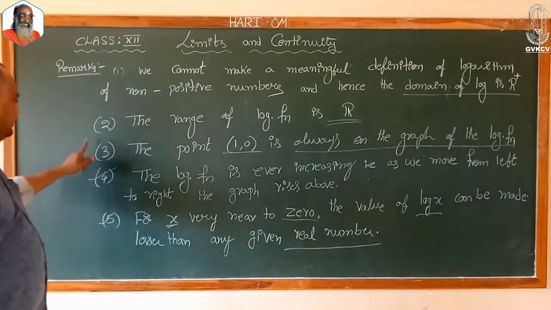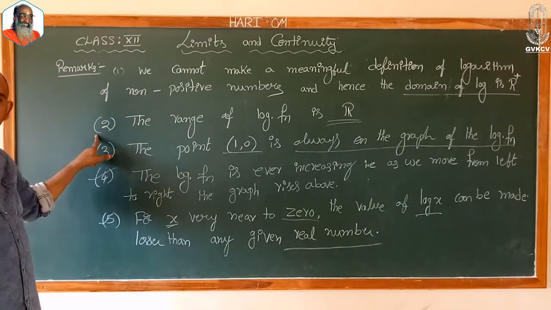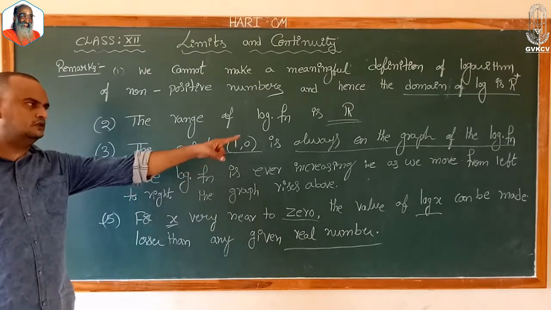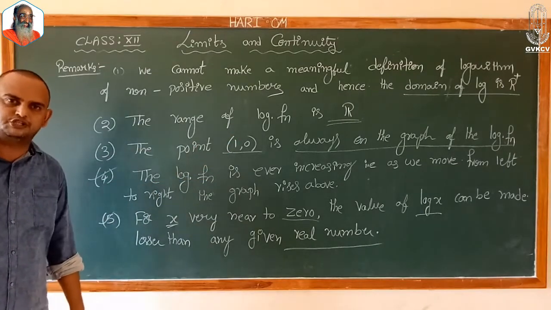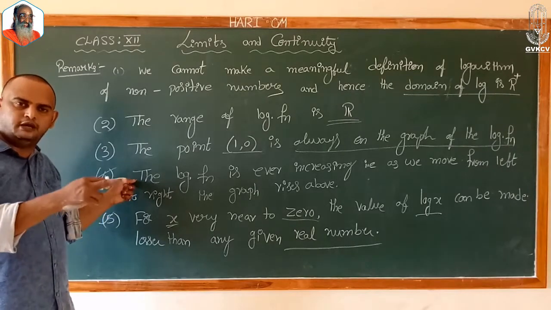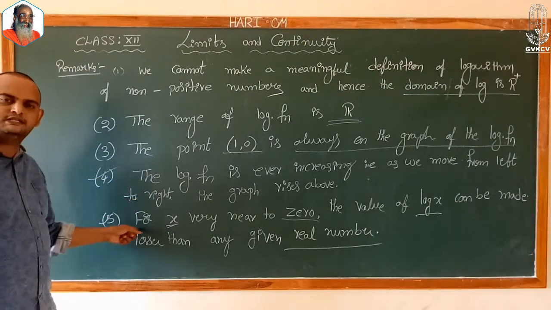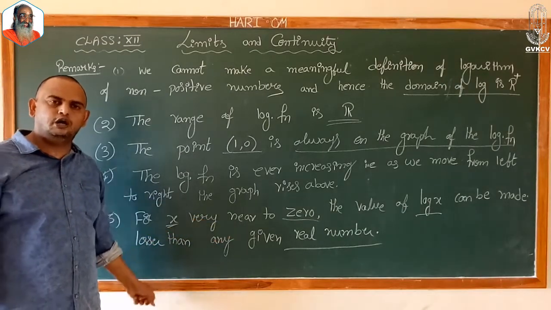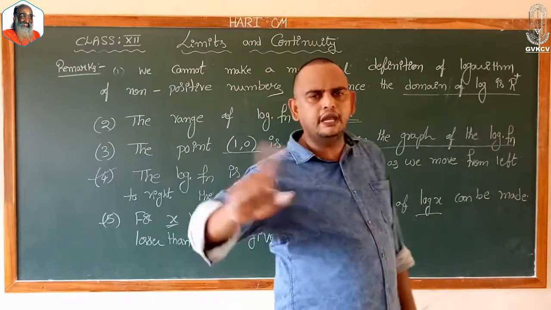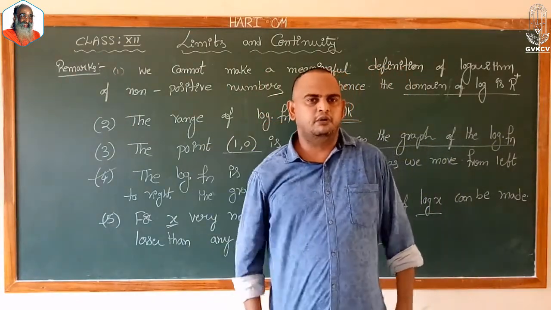These are the 5 points. First point is related to the domain. Second one is related to the range. And here the point 1 comma 0 lies on the graph of the logarithmic function. And the fourth one, when we move from left to right, the graph rises above. And fifth point, when x approaches 0, the logarithmic function value is lesser than any real number.